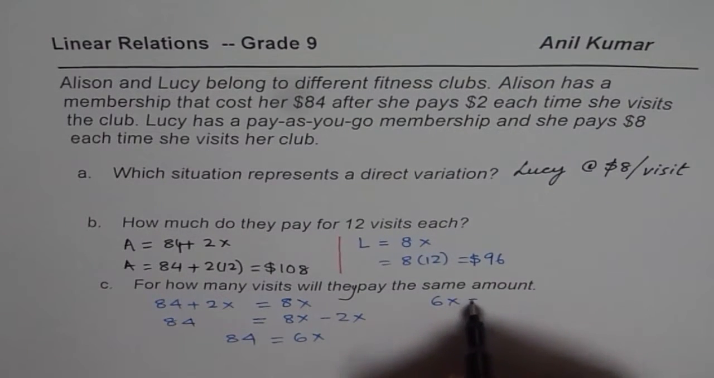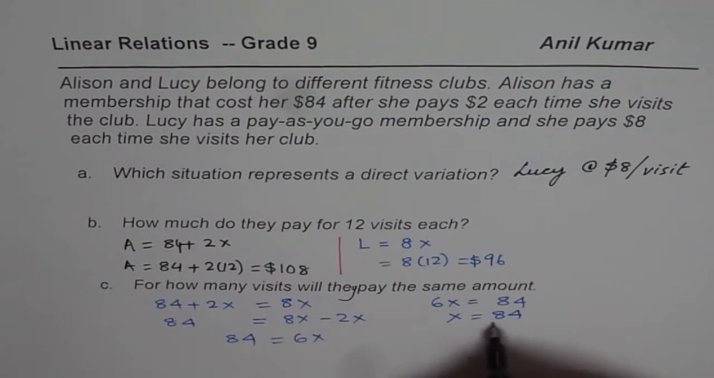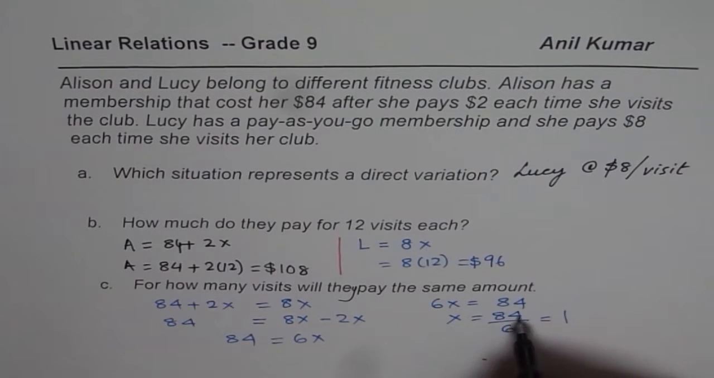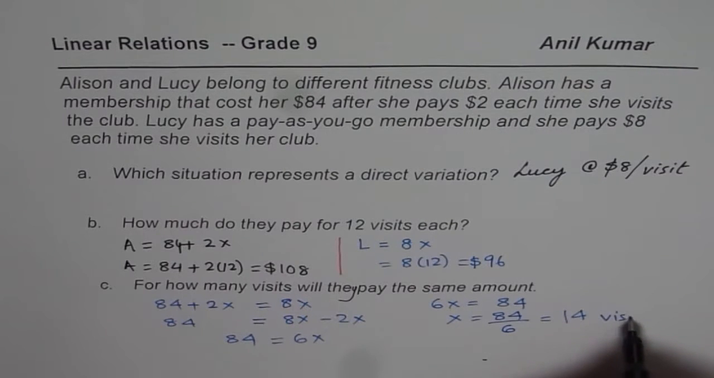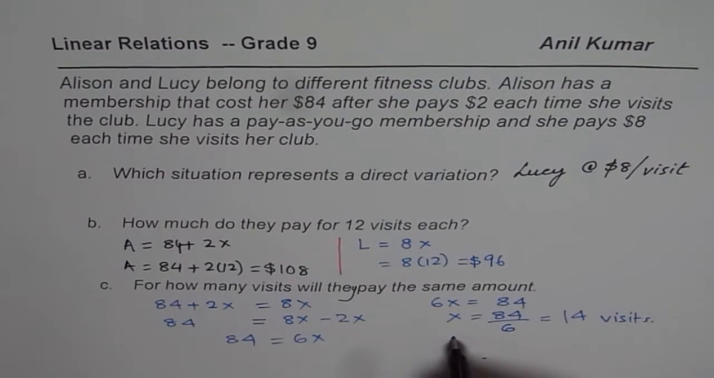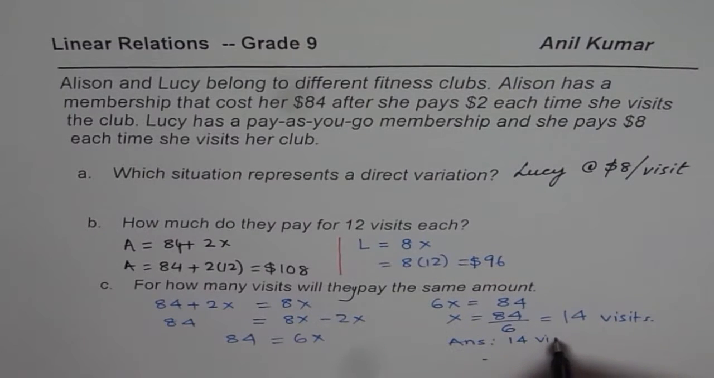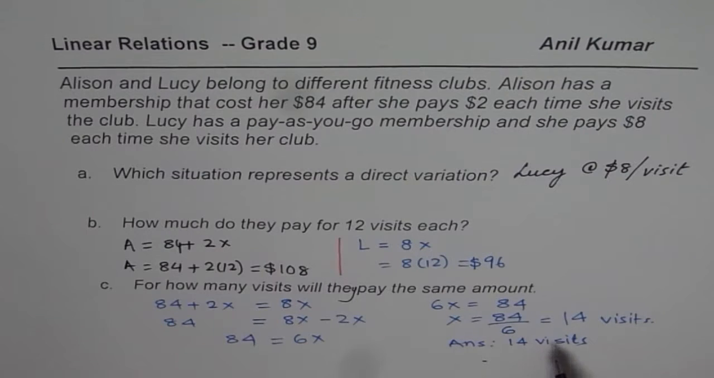Since 6x equals 84, x is equal to 84 divided by 6, right? 6 will go one time in 8, then 24, 6 times 4. So it is 14 visits, correct? So our answer for this is, for 14 visits, they both will pay the same amount, right? If the visits are more than 14, in that case, Allison is going to pay much less, right?